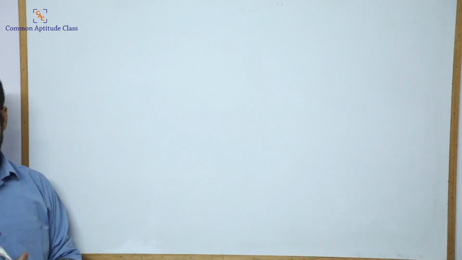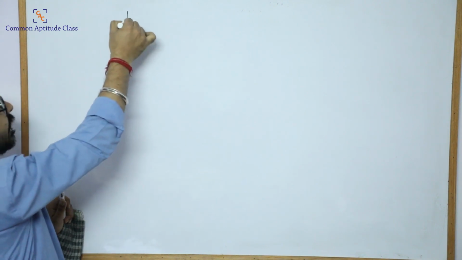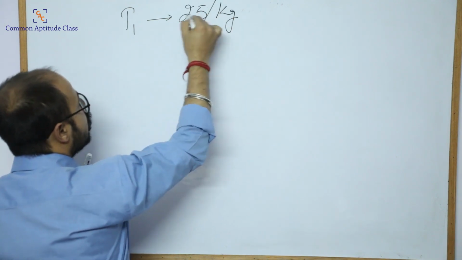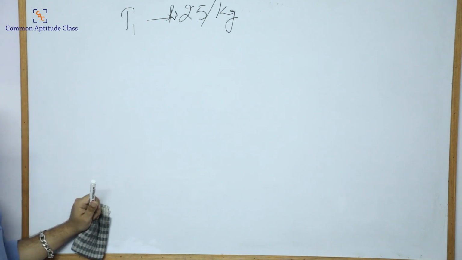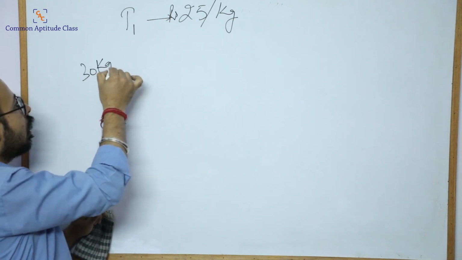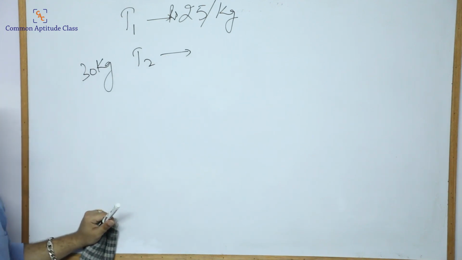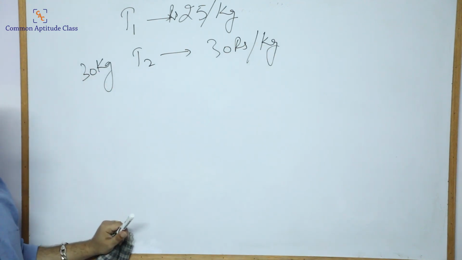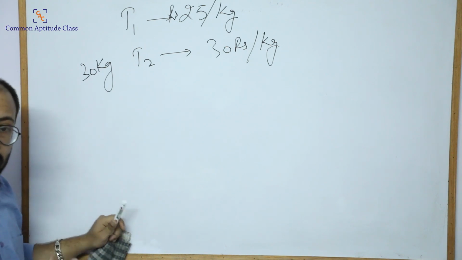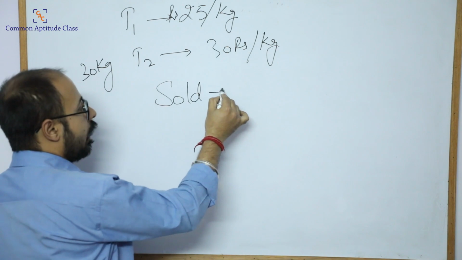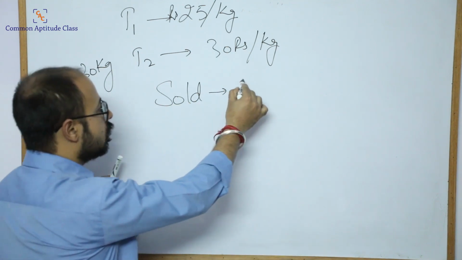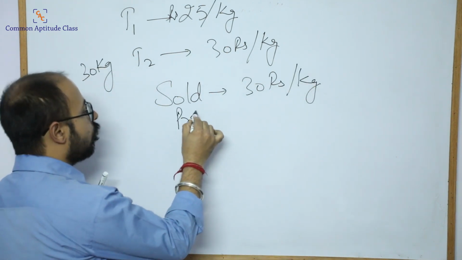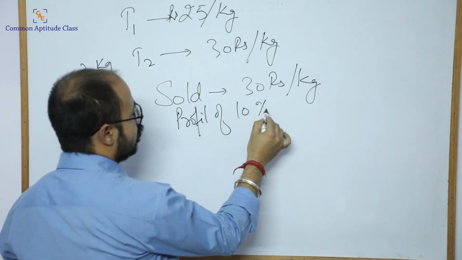Now, the next question is: how many kg of tea worth rupees 25 per kg, this is the cost of type 1 tea, should be blended with 30 kg of type 2 with the cost of 30 rupees per kg, so that the blend should be sold at a cost of 30 rupees per kg, which gives me a profit of 10%. Now this is the basic question.